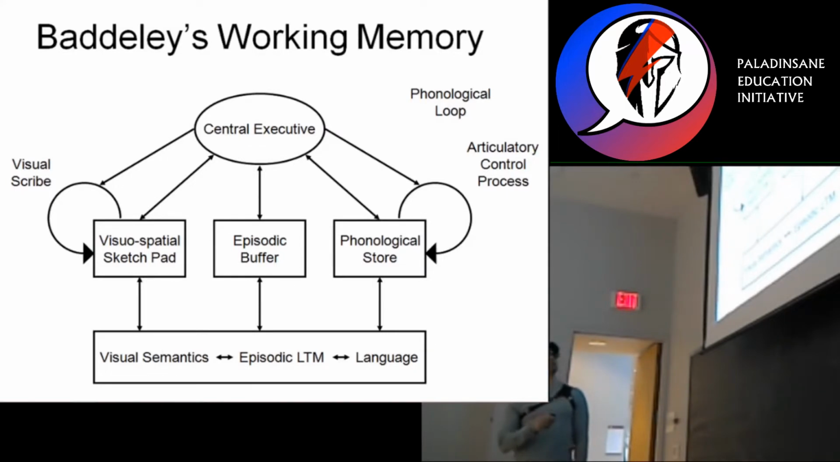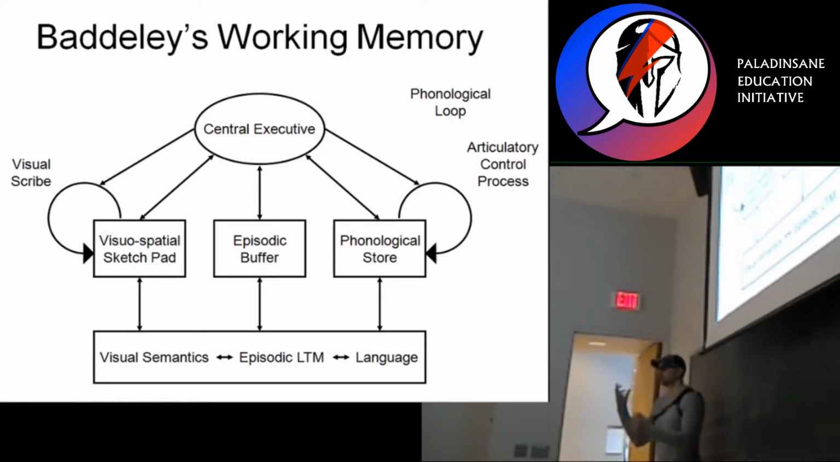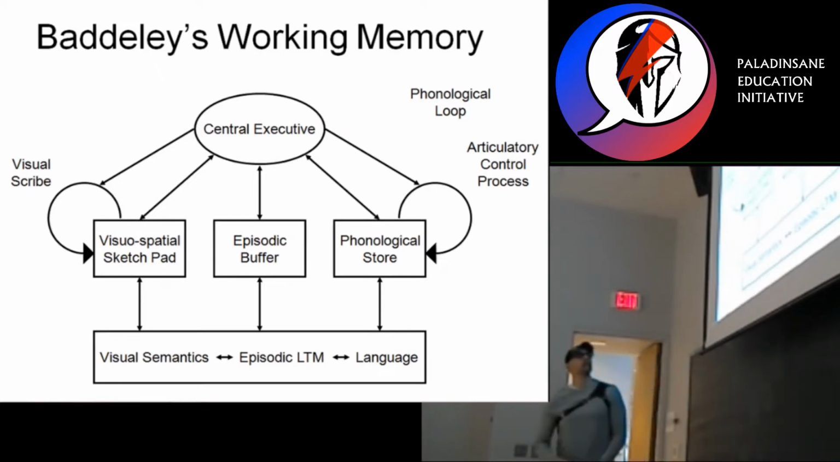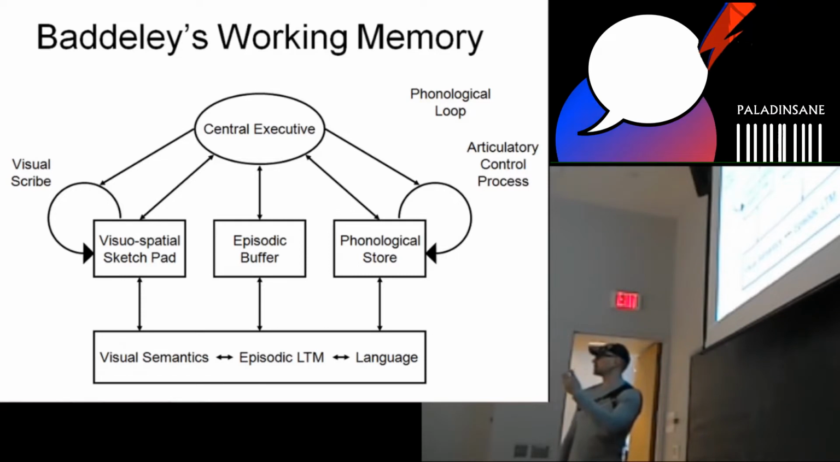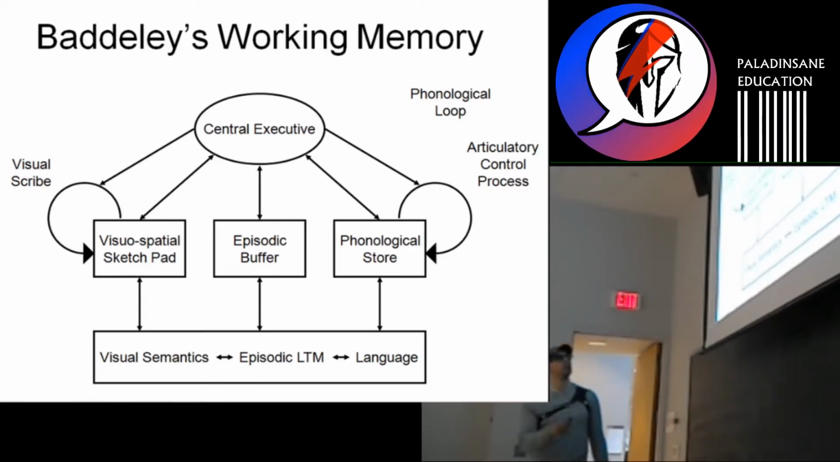You have a visuospatial sketchpad. This is where you can remember visual things. So if you take a mental snapshot of somebody, or of something, that is stored in your working memory in your visuospatial sketchpad. These little arrows here mean that you can refresh your memory. So you can focus on what you just saw. You can focus on what you're trying to remember, and it refreshes your working memory.